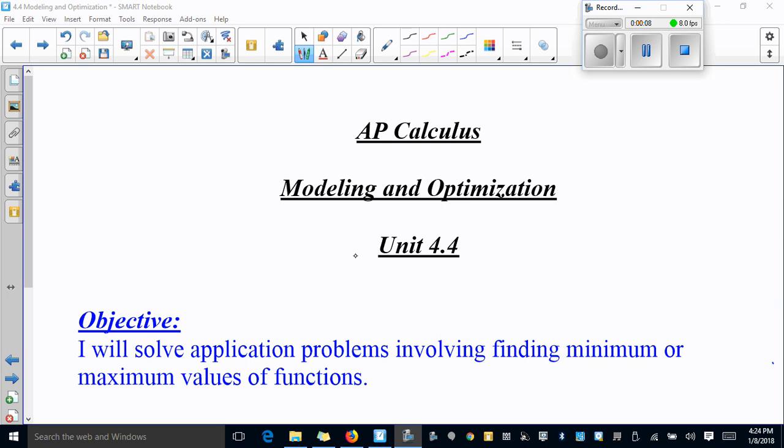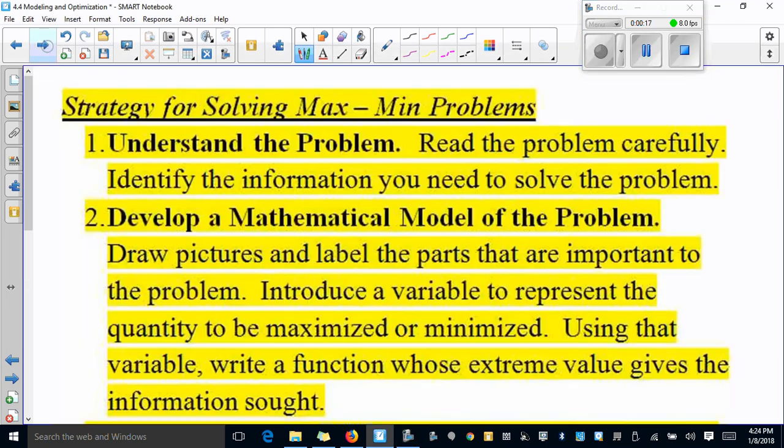We're in the middle of chapter 4. We're on section 4.4, modeling and optimization. Your objective is to solve application problems involving finding minimum or maximum values of a function.